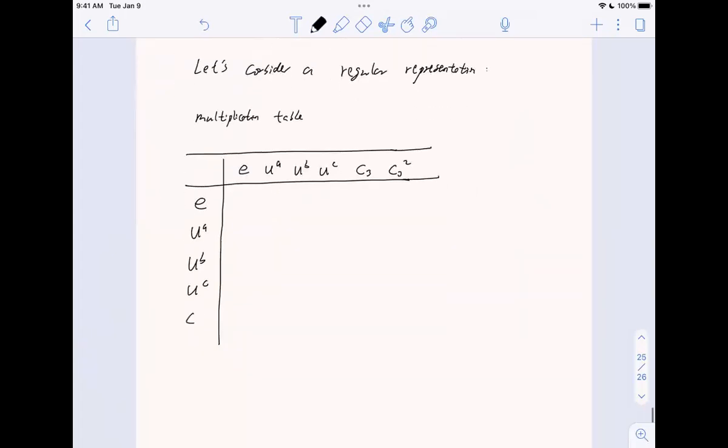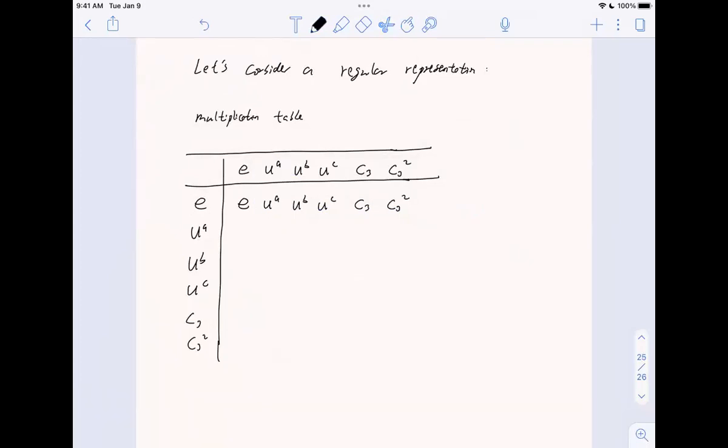UC, C3, C32. You write the same thing here. Then you're going to write down their product. So what you will get is this will be E. E times E is E. This one, they're also E. So basically, you just get exactly the same thing, because everything times E is the same as E.